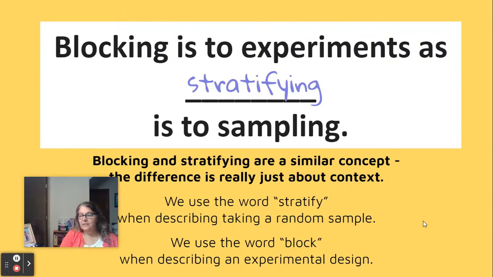The next lesson is going to talk about how to make a completely randomized experiment, and also how to do it with blocking. So have a great evening.